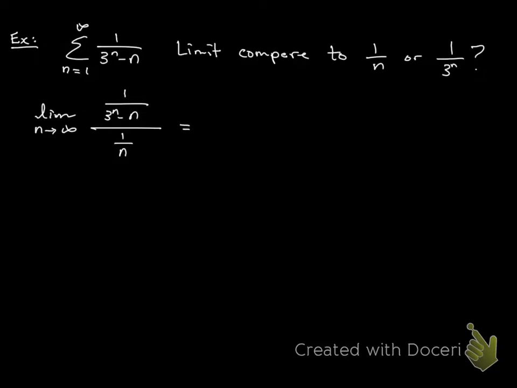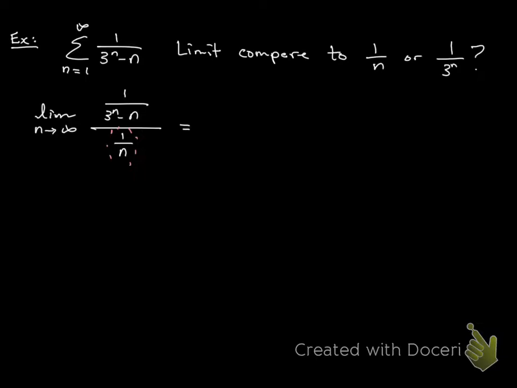The way this would work is if this limit is finite and positive, since I'm comparing to a series that I know diverges, the harmonic series, that would show me that the series 1 over 3 to the n minus n would also diverge. So it's coupled: because 1 over n diverges, so would 1 over 3 to the n minus n. So let's dissect this limit.